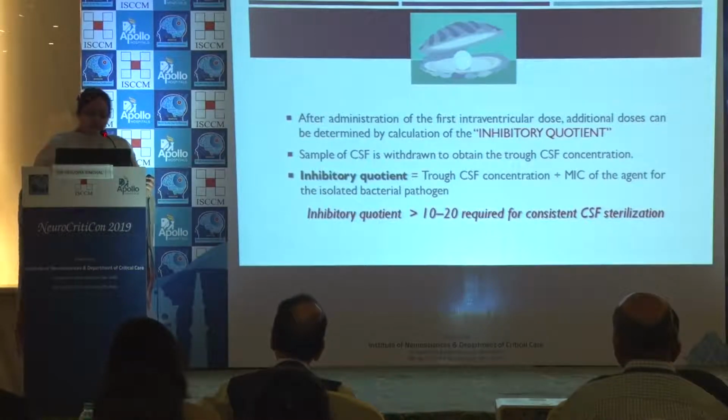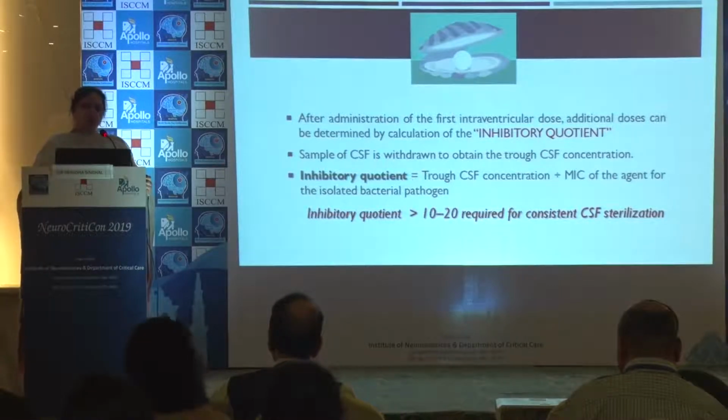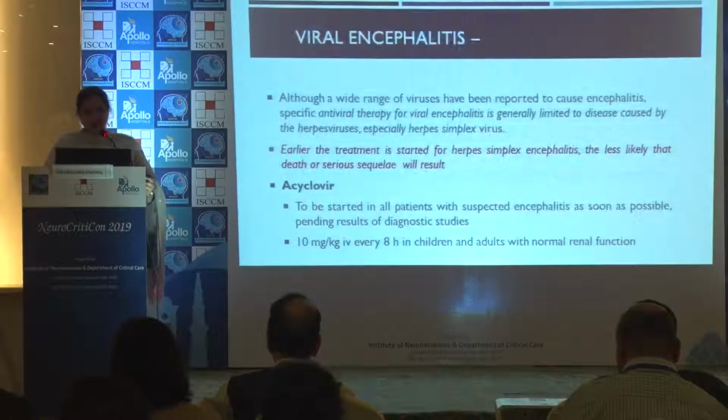After administration of the first intraventricular dose, additional doses can be determined by the calculation of an inhibitory quotient. You get a CSF sample, measure the trough CSF concentration for that antibiotic, and calculate the inhibitory quotient as trough CSF divided by the MIC of the agent. An inhibitory quotient of more than 10 to 20 is required for consistent CSF sterilization.